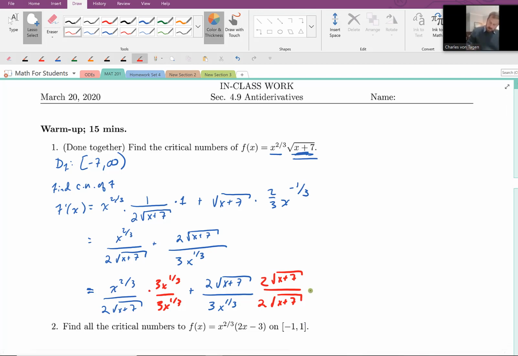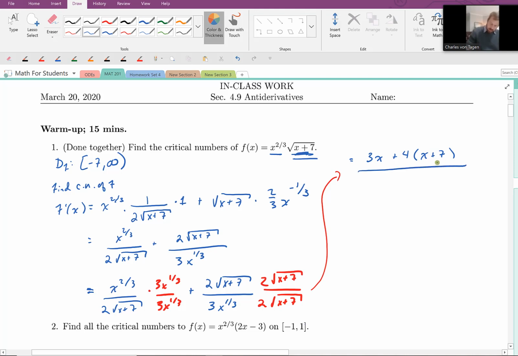When I do that, what do I end up with? Oop, I meant for that to be blue, but I guess it's okay. What do I end up with? I end up with 3x plus 4 times x plus 7 all over my common denominator of 6 square root of x plus 7 times x to the 1/3.